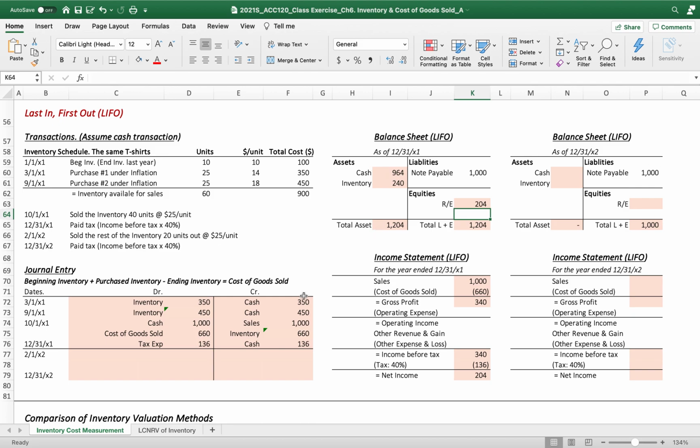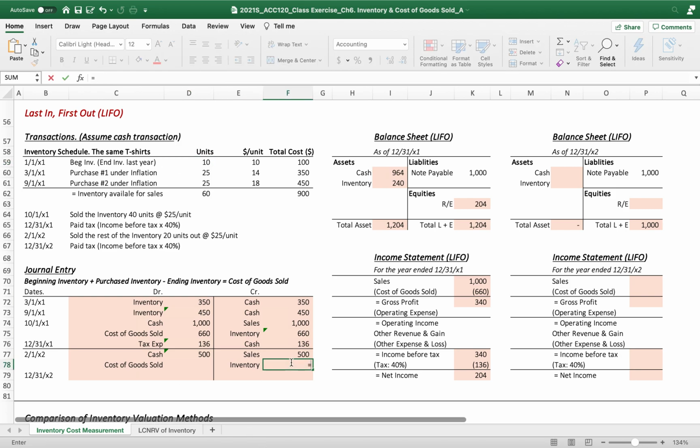Okay, then the second year transaction, we sold the remaining 20 inventory at $25. So again, 20 times $25. So the same amount, cash transaction, and then cost of goods sold, and then inventory out. How much do we record? Right here, 20 from this, the remaining 10 from this, and then 10 from the beginning inventory.